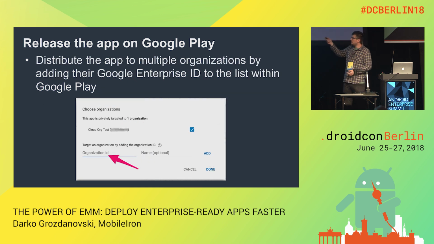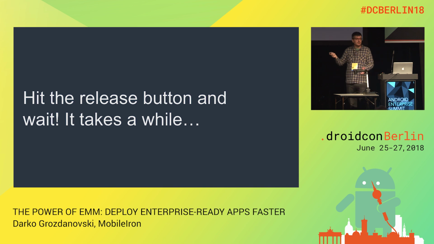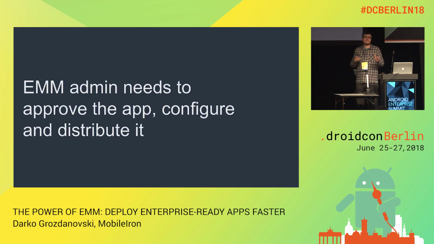The way you add an organization is you specify the organization ID, which we saw a bit earlier, right? And basically hit the release button as you would for any normal application. You have to wait a while, as with any other app you release on the store, until it becomes released and available for the admin. And this is where your process as a developer stops, right? This is all you want to be doing.